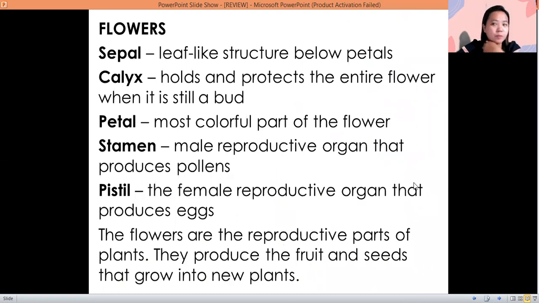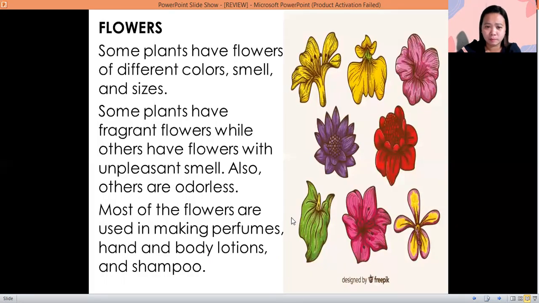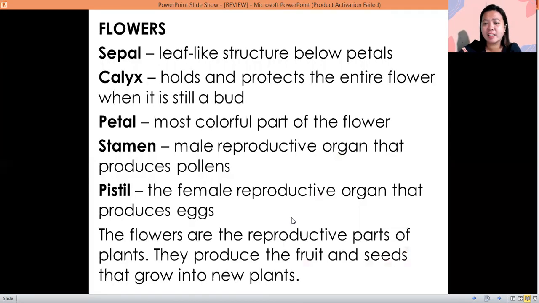Next, let's proceed to the flower. The parts of the flower, we have the sepal, a leaf-like structure below the petals. And we have the calyx, the one that holds and protects the entire flower. And the petal, the colorful part of the flower.